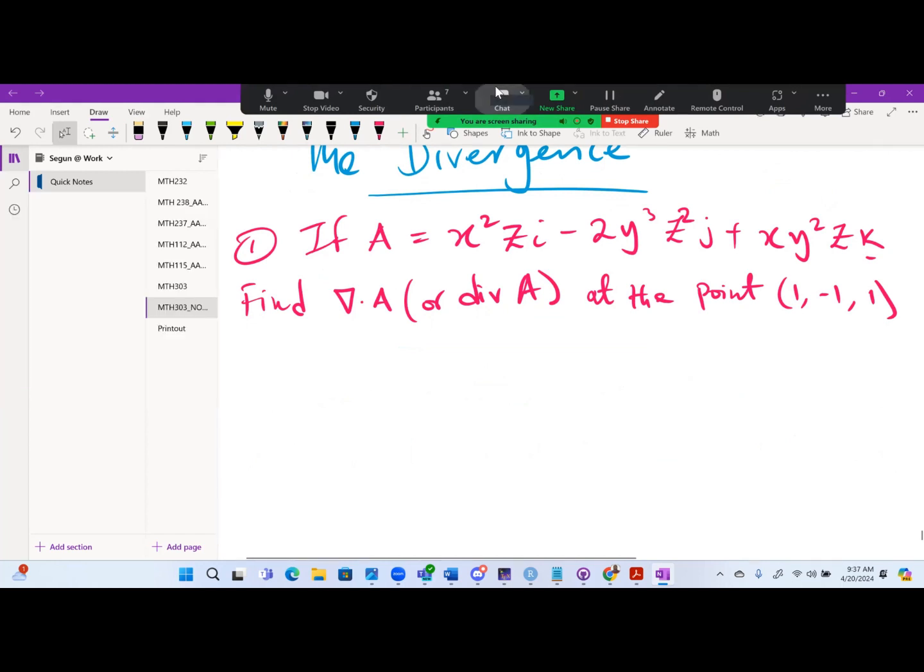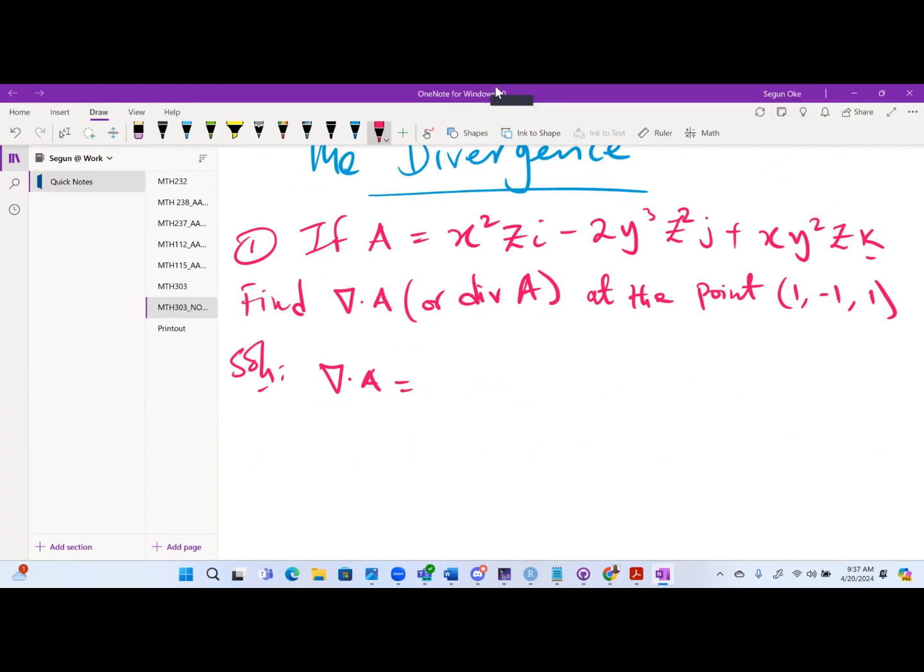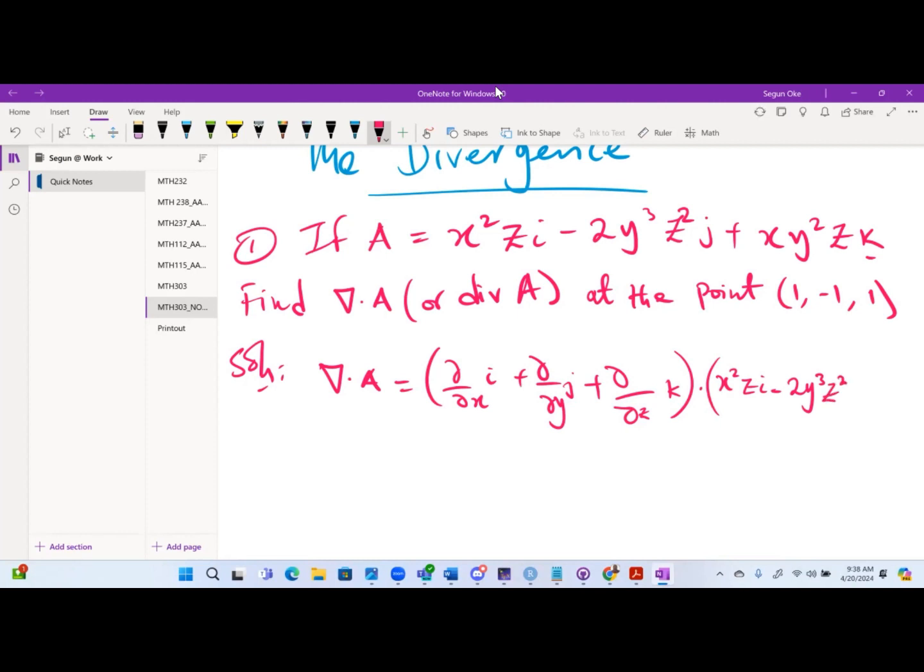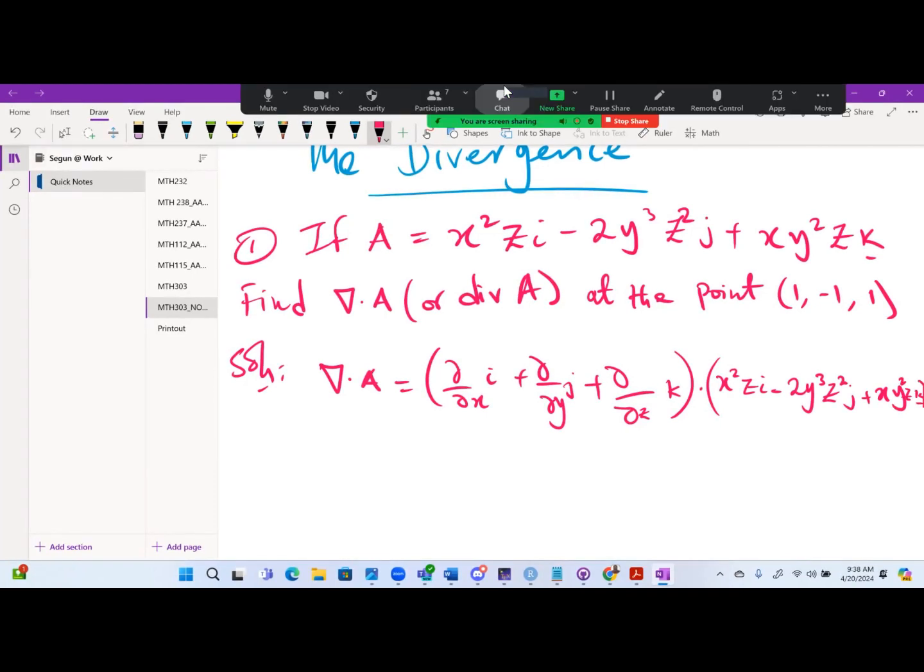So let's look at the solution of this. The solution says div A is equal to, we know the definition, it says d/dx i plus d/dy j plus d/dz k dot x squared z i minus 2y cubed z squared j plus xy squared z k.